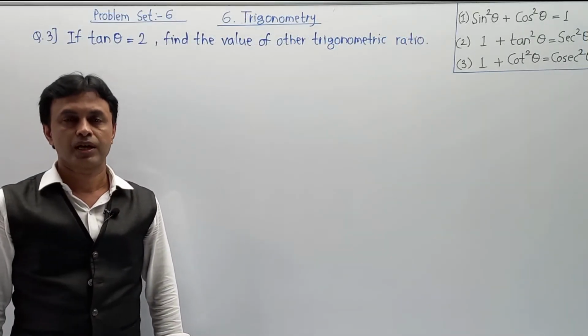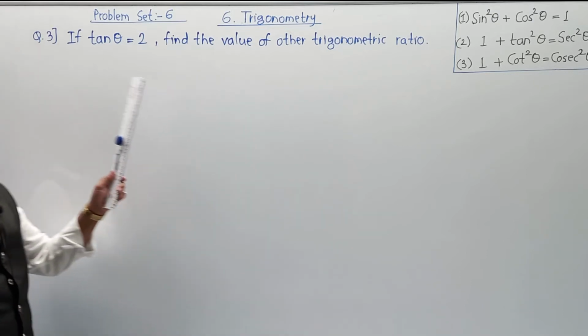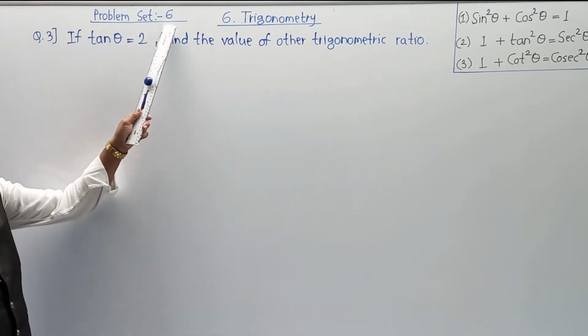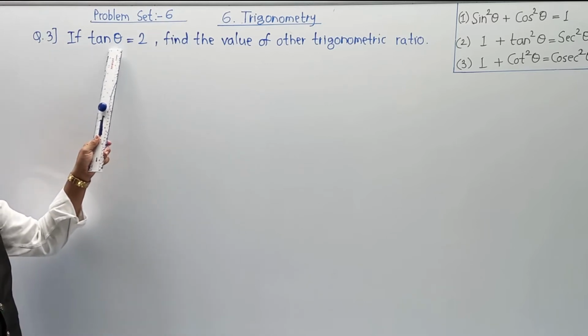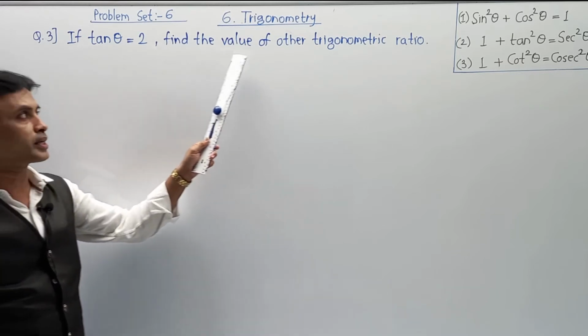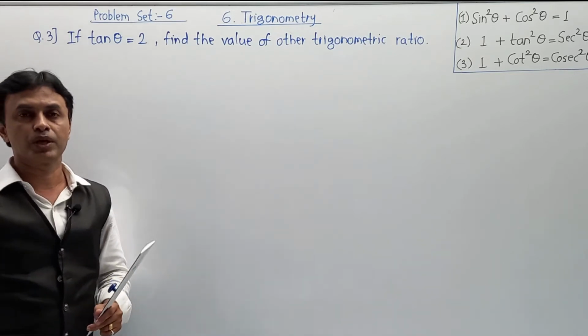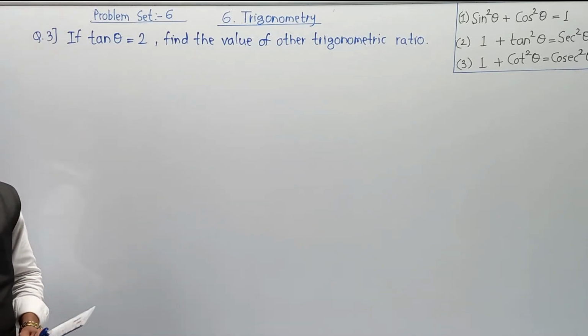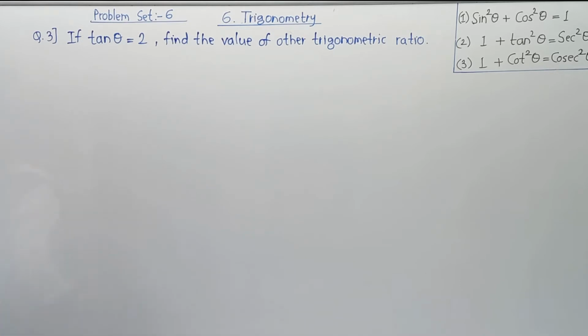Hello friends, continuation with the previous numerical and connected to the next numerical, now we are in problem set 6, question number 3, and the part is, if tan theta is equal to 2, then find the value of other trigonometric ratios. Remember, they have given only one value, that is tan theta, and the rest of the part we have to calculate.